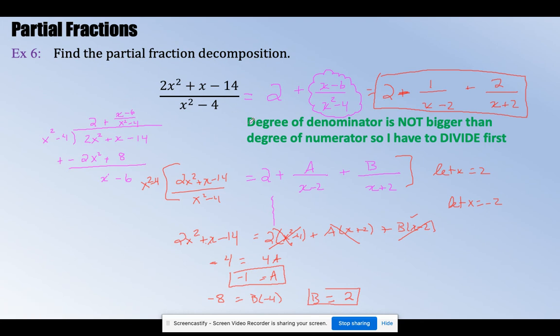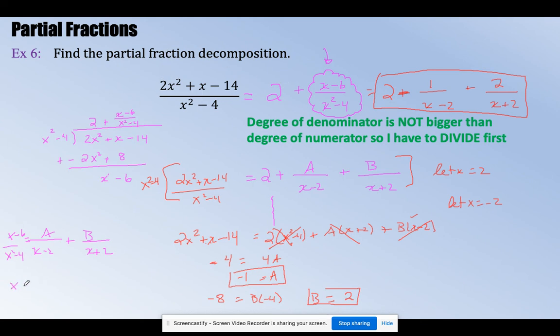As long as I didn't forget this 2, I could have just focused on here and said to myself, oh, I could have just done x minus 2 and x plus 2 is equal to x minus 6 over x squared minus 2. Right? And that's okay as long as you remember, don't forget this, that you still have this 2 up here from the original problem, right?